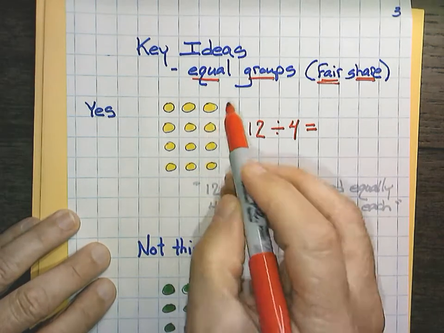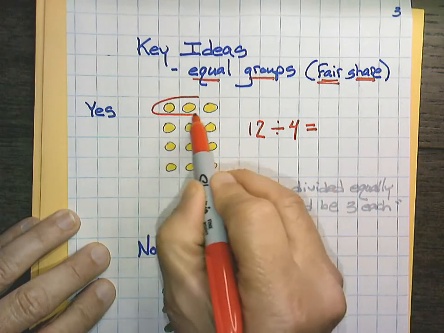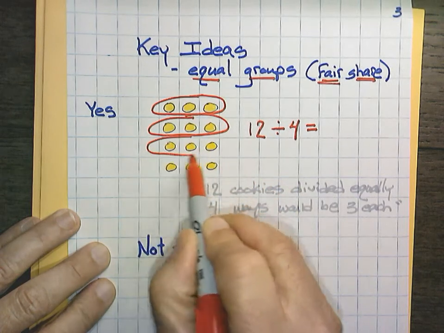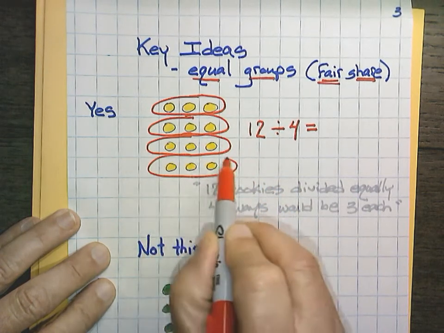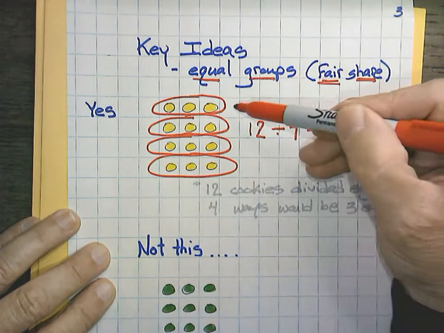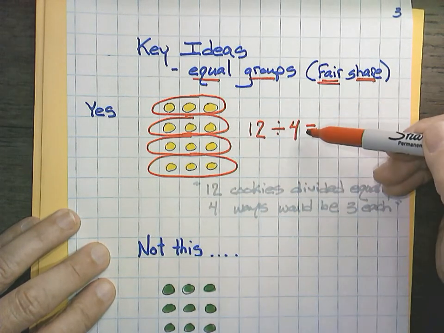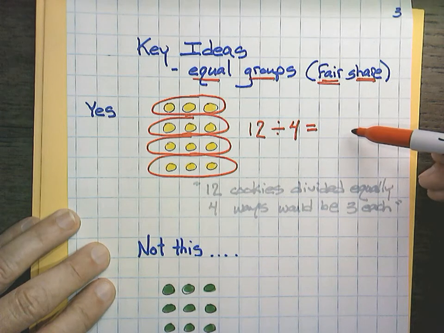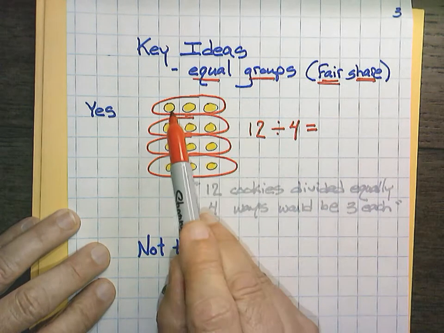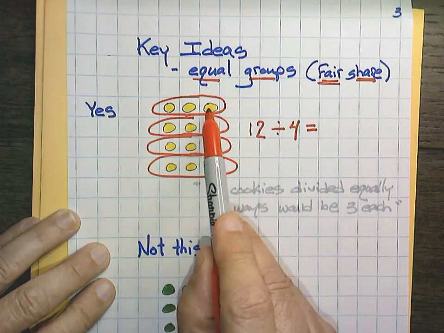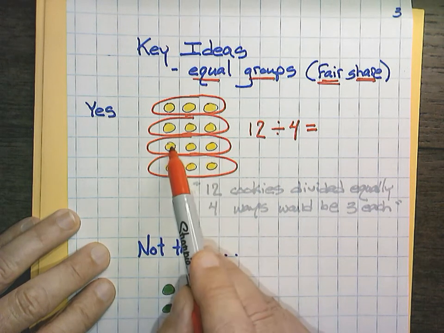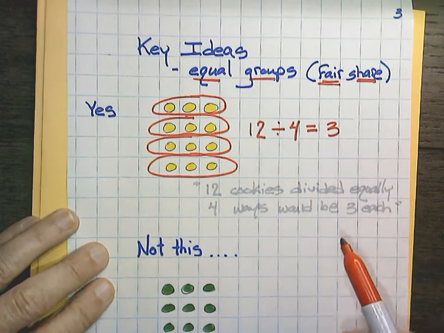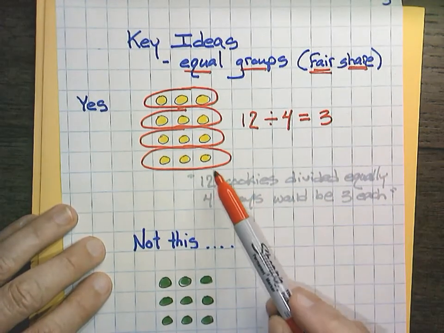And we could show this by dividing these 12 into 4 equal groups. Notice we have 1, 2, 3, 4. There's your 4. And then our quotient is going to be how many are in each. Well, we can see that that's going to be 1, 2, 3. And there is 3 in every single group. So for this problem, we could say, well, it's 12 cookies, right?